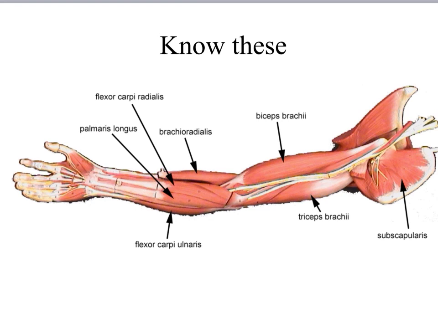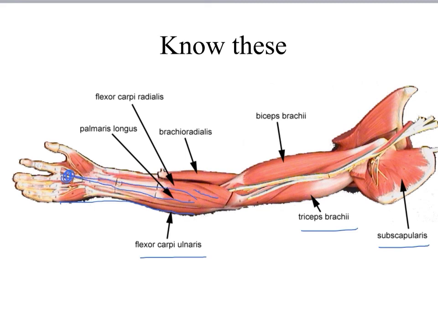Just another view of the arm using the lab model. You do need to know all of these for the written exam and the practical exam. So again, subscapularis, triceps brachii, flexor carpi ulnaris, trace it going to the pinky is going to help you locate it. And again, you're looking at the palm of your hand here, so you know that's going to be the flexor side. Your palmaris longus going to the palm of the hand, pretty simple on that one.